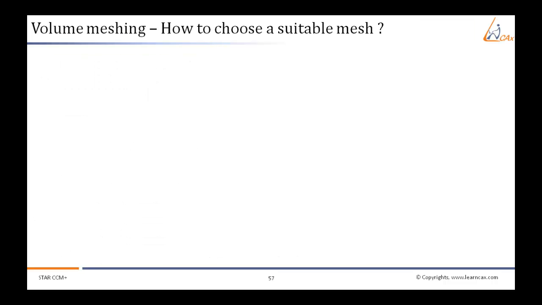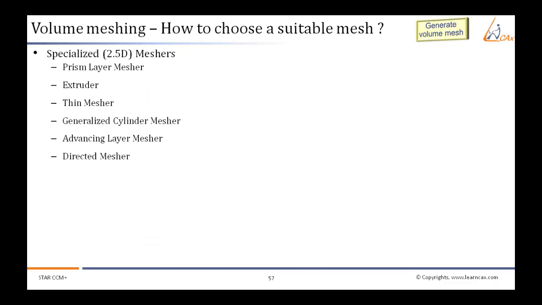Now, among the specialized mesh types, we will see what options we have. In specialized 2.5D meshers, many types exist. These are prism layer mesher, extruder, thin mesher, generalized cylinder mesher, advancing layer mesher, directed mesher.